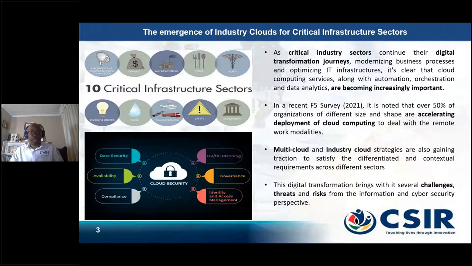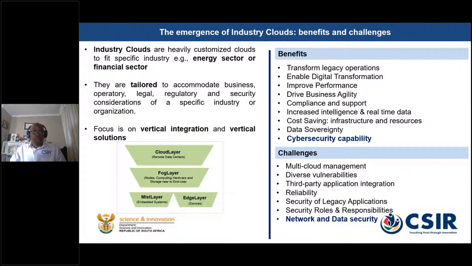So when we look at industry clouds, many people will ask the question, what do we mean by these industry clouds? Is this just another new terminology, or is it a new type of cloud? But in simpler terms, industry clouds are clouds that are customized to fit a specific industry. The reason they are customized is because certain industries, for example the financial sector, the health sector or the energy sector, may have specific regulatory requirements that may not be suited by the general public clouds, or even for that matter, private clouds.